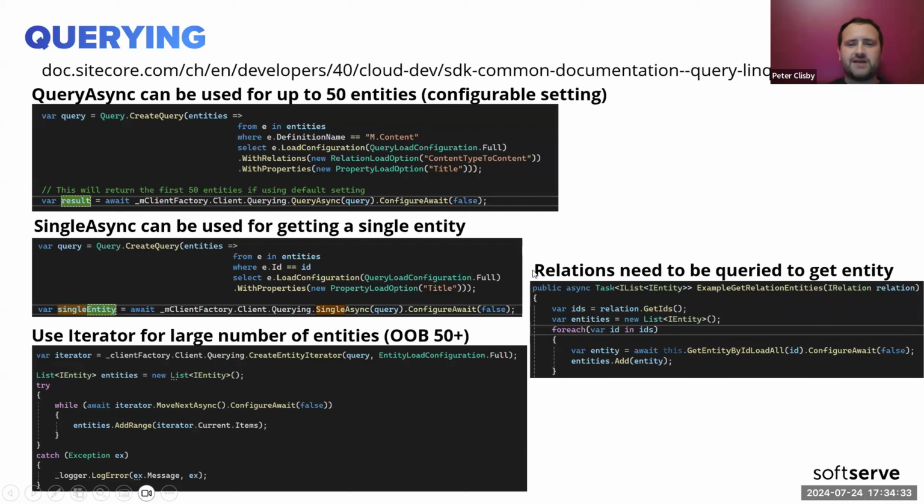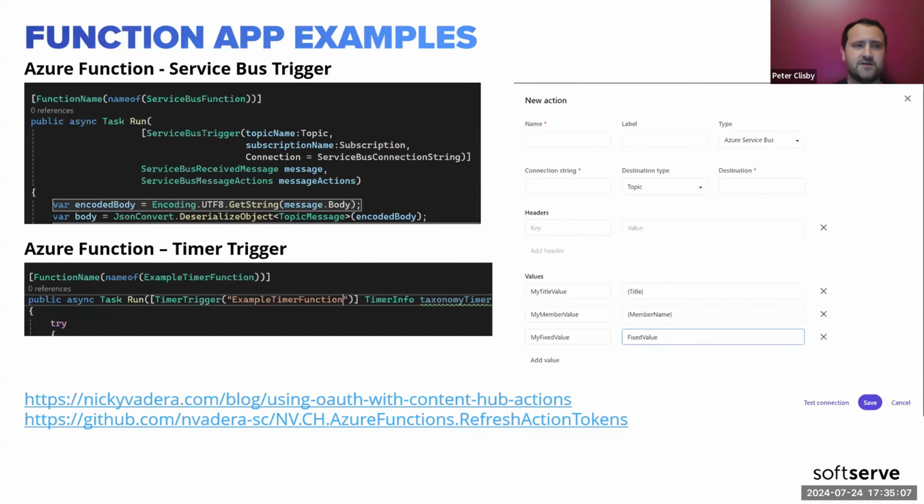And it's worth noting that if you're getting a relation on an entity, that relation will just be a long or a numeric value. And so essentially that's where you would need to go back if you needed the full detail of that relation entity. You'd need to use this single async and go back and get that entity as a separate entity. So that's just worth noting around relations.